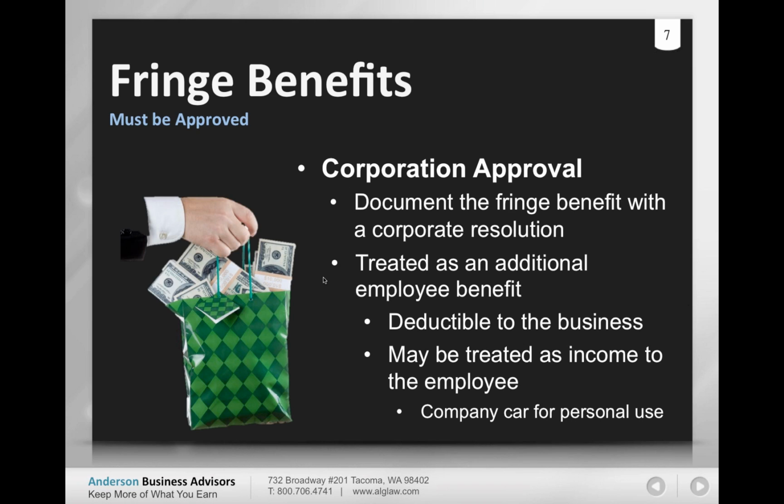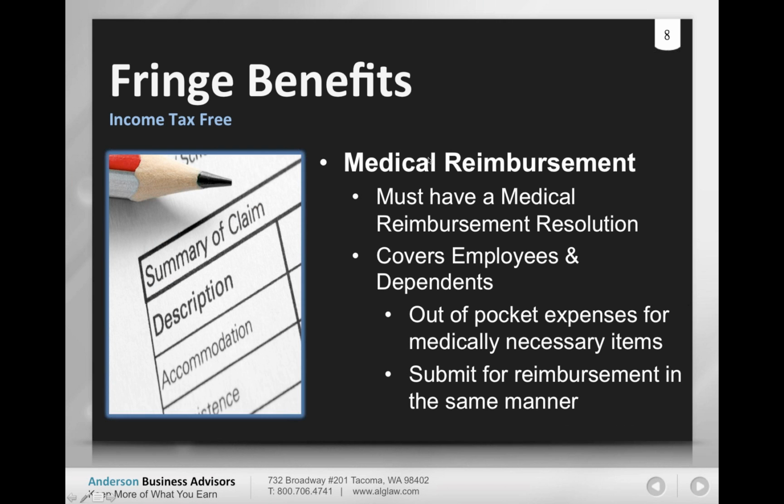A great example of what wouldn't be a deductible expense but can still be a fringe benefit would be a company car. If that company car is my primary driver and I'm using it for personal use, I'm going to have to recognize a portion of that lease or car payment potentially as income for my personal use within that business.